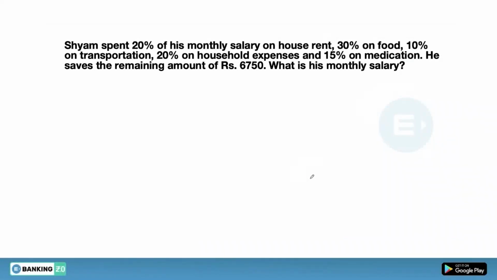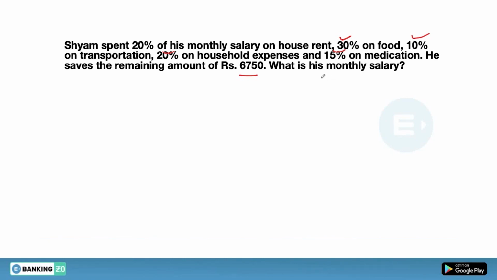Next question is, Shyam spent 20% of his monthly salary on house rent, 30% on food, 10% on transportation, 20% on household expenses, and 15% on the medication. He saves the remaining amount of rupees 6750. What is his monthly salary?